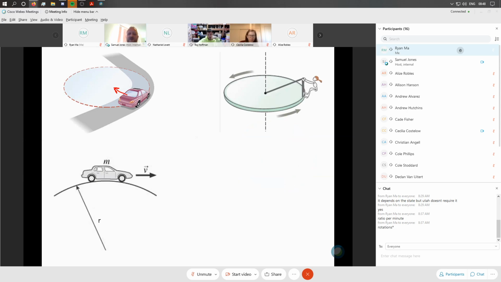Down? Down because it's towards the center. What is causing that centripetal force? It's actually the weight of the car. Gravity?